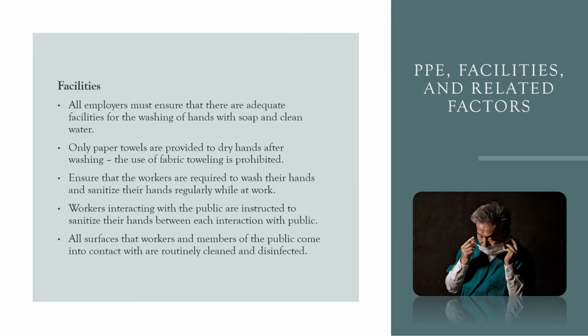Facilities. All employers must ensure that there are adequate facilities for the washing of hands, equipped with soap and clean water. Only paper towels are provided to dry hands after washing. The use of fabric toweling is prohibited. Ensure that workers are required to wash their hands and sanitize their hands regularly while at work. All workers interacting with the public are instructed to sanitize their hands between each interaction with the public. All surfaces that workers and members of the public come into contact with are routinely cleaned and disinfected.